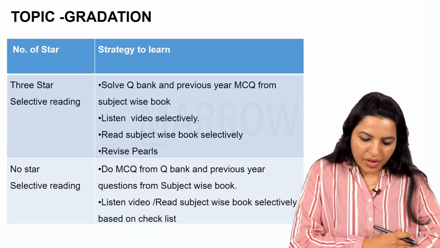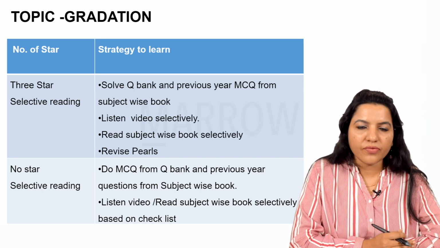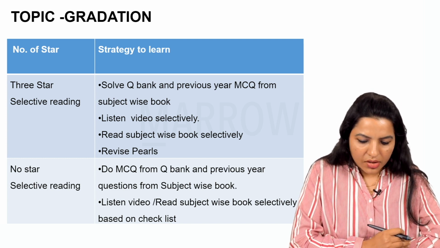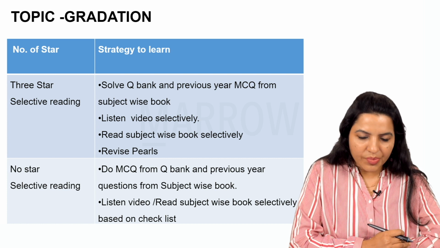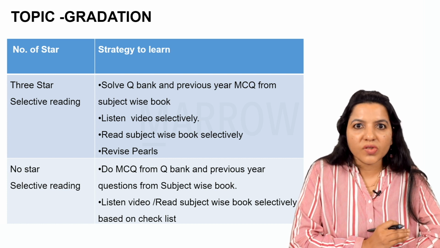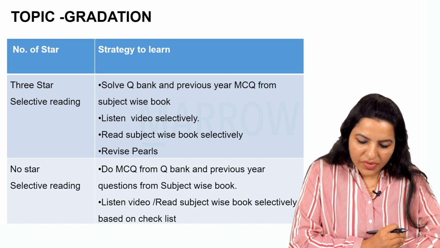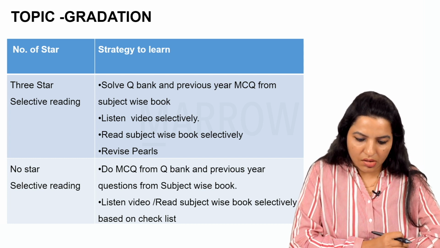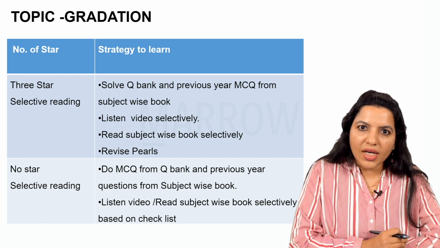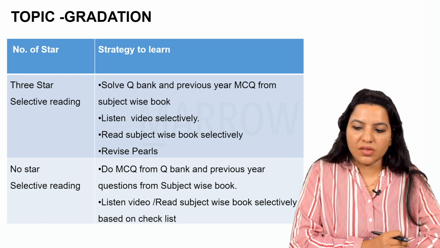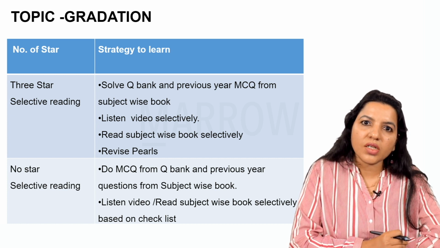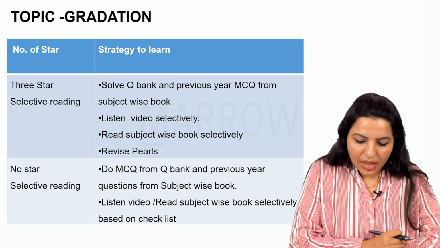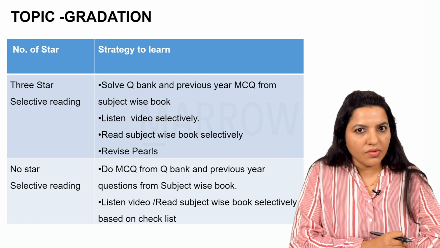Then 3-star topics and no star topics, you can have a selective reading. So for 3-star topics, I should say, first solve the Q bank and previous year MCQs from subject wise book. That is the first thing that you can do, because Q bank will give you a new trend of questions, and previous year questions will help you not to miss any repeated questions. And then you can listen to the videos.